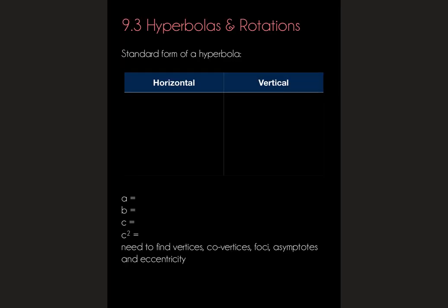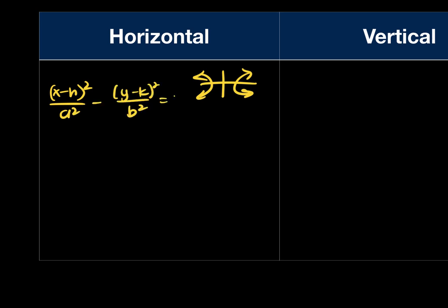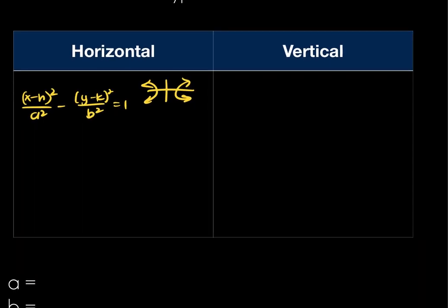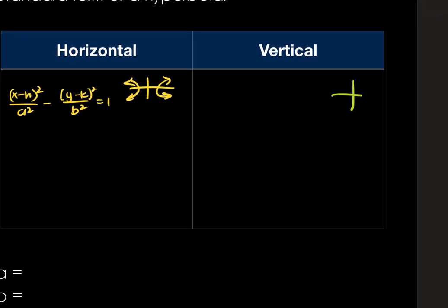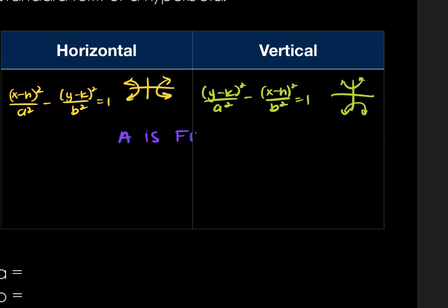Hyperbolas, okay? So a horizontal hyperbola is the one whose branches point to the right and the left. And for this, the x comes first: x minus h squared over a squared minus y minus k squared over b squared equals 1. And vertical points up and down: y minus k squared over a squared minus x minus h squared over b squared equals 1. This time, a is first.